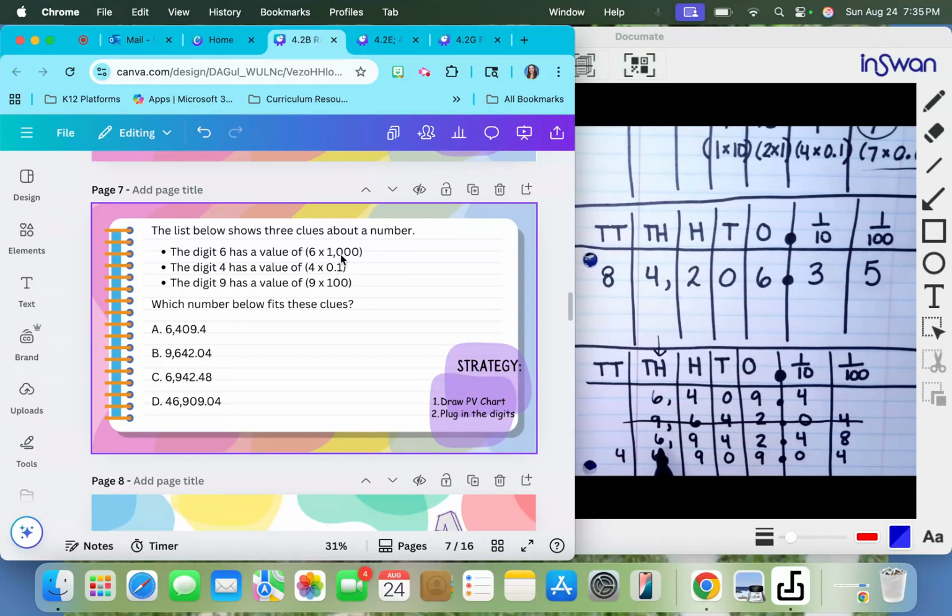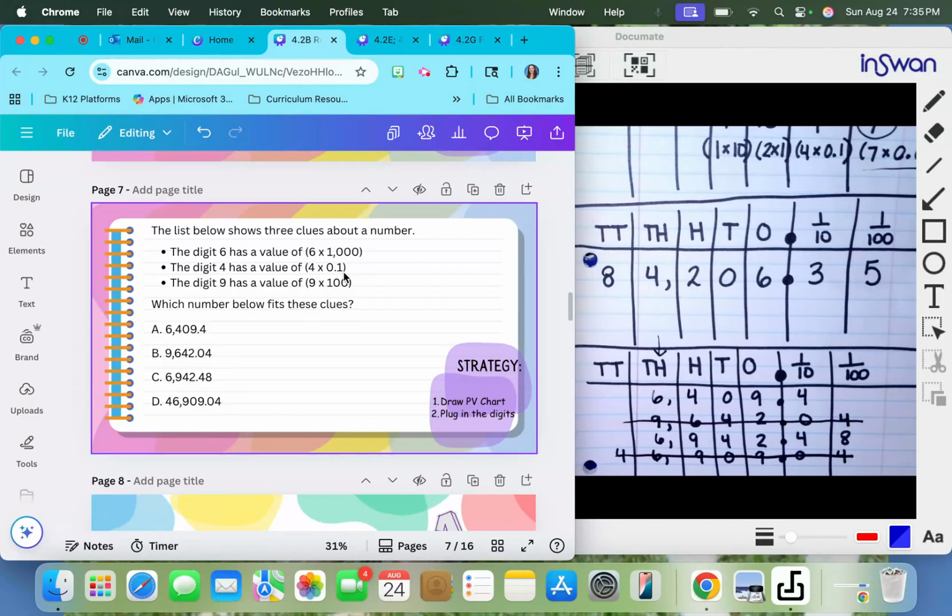Okay, this has a 6 in the thousands and this one. Okay, so we're done with our first clue. Let's look at our second clue. The digit 4 has a value of 4 in the tenths place. That's one place to the right of the decimal. So tenths place right here, and it needs to have a 4. This one does have a 4. This one has a 4. Ooh, but does this number have a 4? Nope. So that gets rid of D.